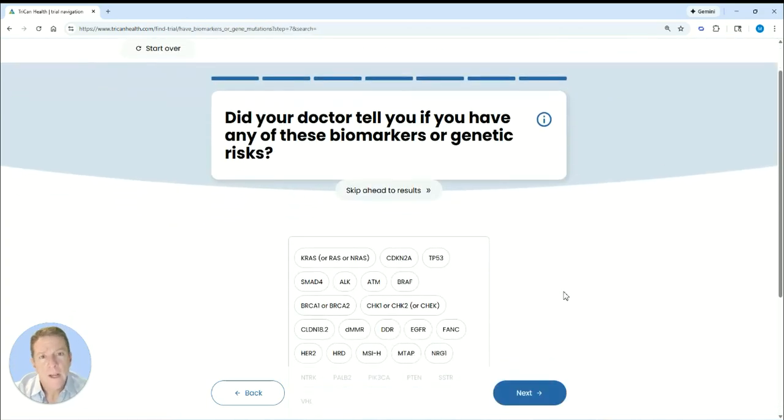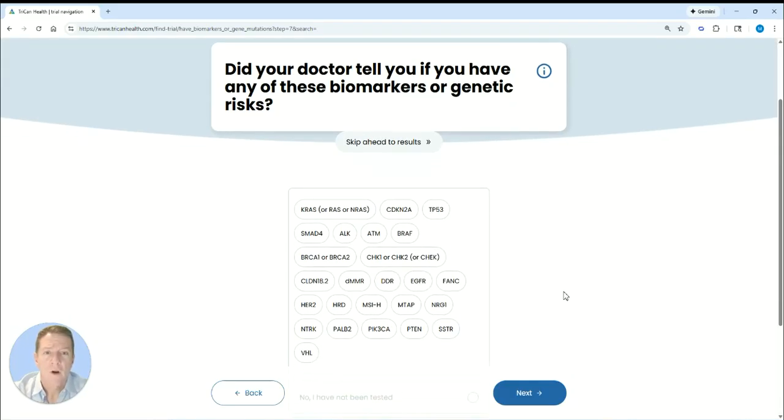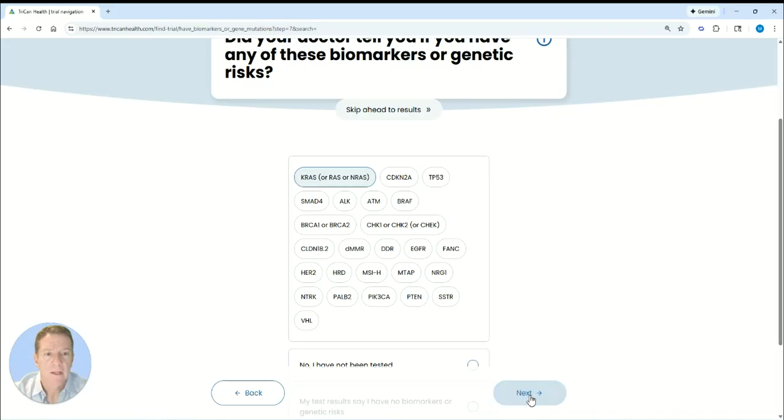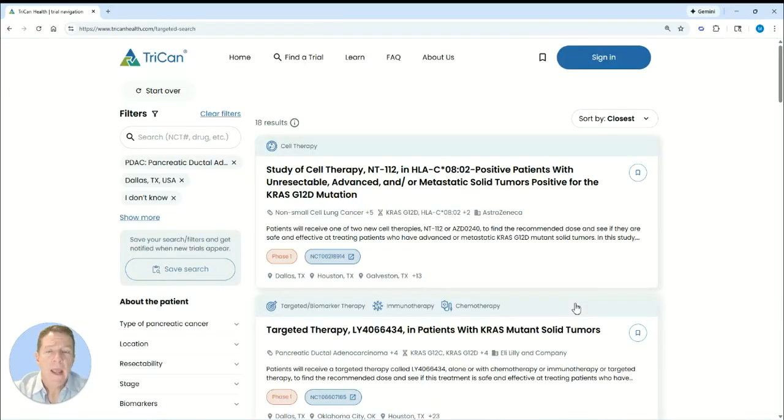And the last question we ask is about genetic risks, or what are known as biomarkers. And these are things that might come from tumor pathology if your tumor is removed by the surgeon, or from other genetic tests that you may have had done. So in this case, we'll assume you have a KRAS mutation, which is very common for this form of cancer, and click Next.